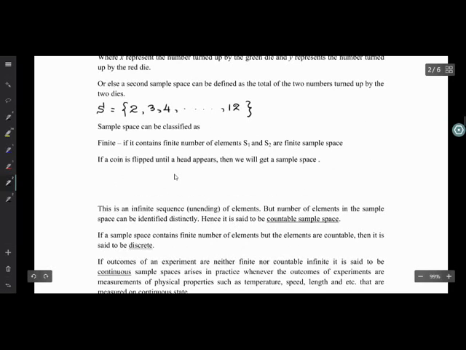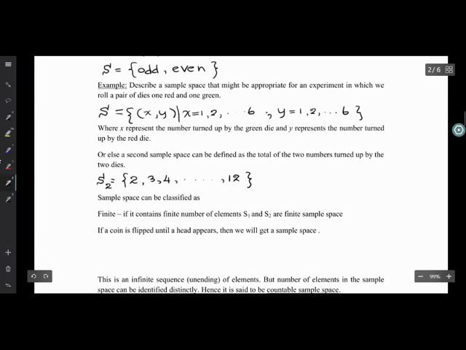A sample space can be classified as finite if it contains a finite number of elements. S1 and S2 are finite sample spaces. So in the above experiment, if we denote this as S2 and S1, we can clearly see that S1 and S2 are finite sample spaces because they contain a finite number of elements.